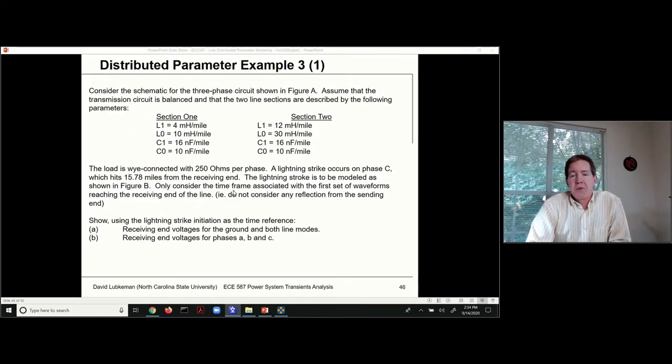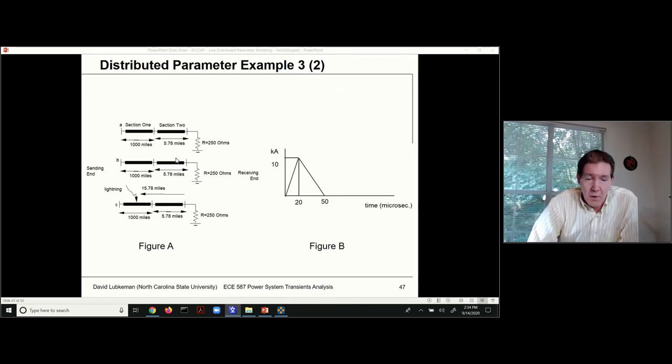Yeah, example number 3, where we've got a circuit with a section 1 and section 2. The first section is 1,000 miles, the second section is only 5.78 miles. Again, the reason I chose such a large distance for section 1 is that I didn't want you to have to worry about any reflections coming back from the source side of the circuit.